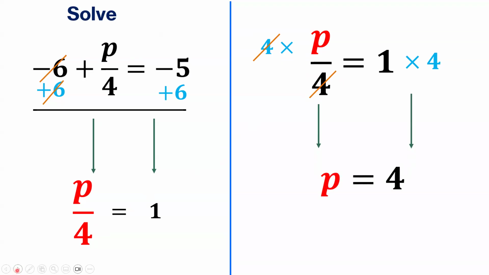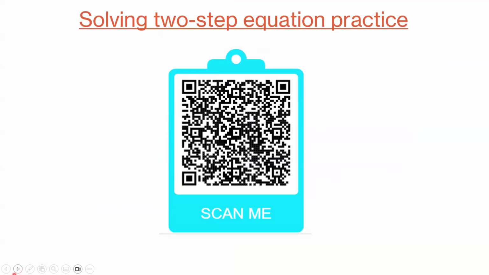That's my answer. If I want to check my answer, I will go to the original equation and replace p by 4 as well. 4 over 4 will be 1. When you add the 1 to the negative 6, you will get negative 5. So my answer is correct. Now I checked my answer and I know that it is correct. Now you can practice here for more examples and check your understanding.